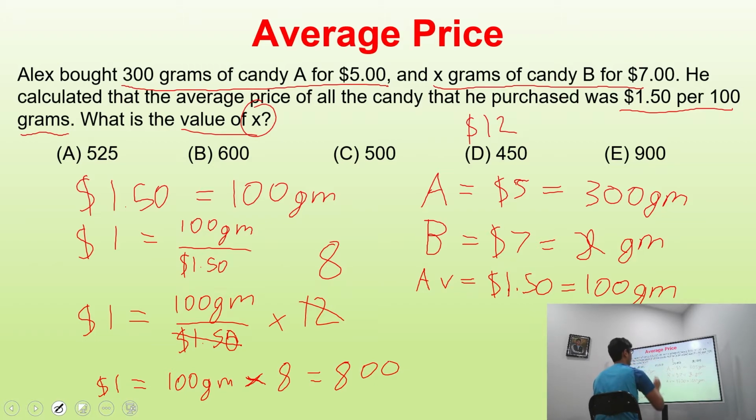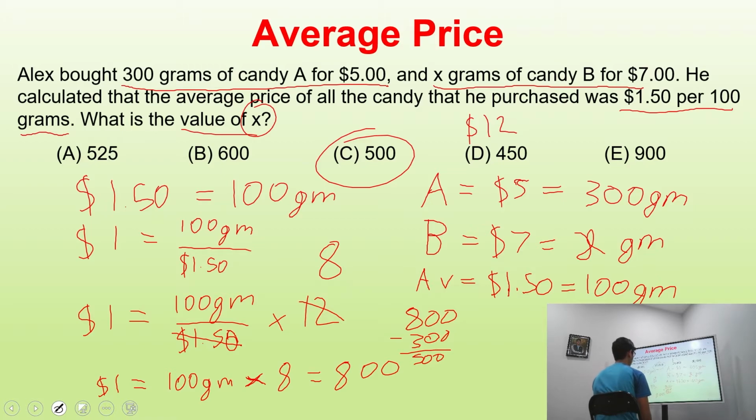So since we have 800, we just need to subtract 300, since we already found out A and we're just trying to find B. So now all we have to do, I'll just quickly write it up here. We have 800 minus 300, since A was 300, and then we're going to get 500. So our answer here is 500, so we got C. So C is our answer here, and that's just one way of doing it. That's the mathematical way of finding the unitary method and finding for 1, and based on 1 we multiply by 12, and that way we get our answer.